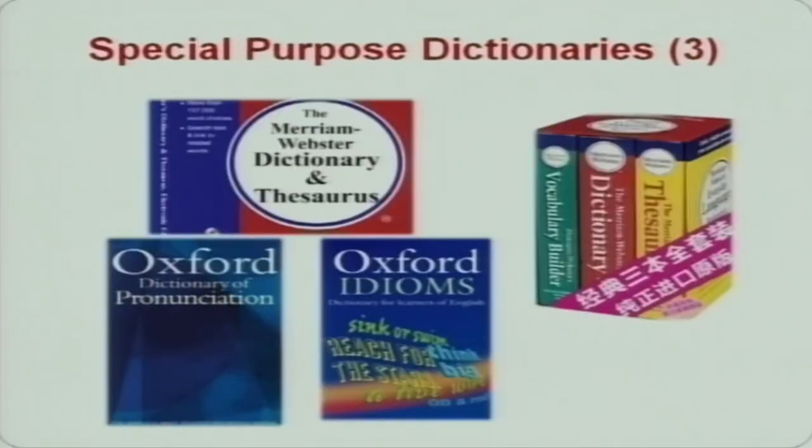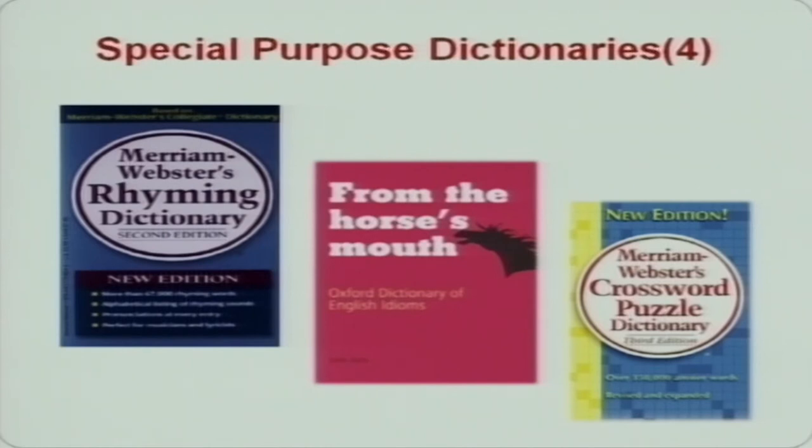Now when you see a pictorial version of that, you will find the Oxford Idioms Dictionary, rather the Merriam-Webster Dictionary and Thesaurus, the Oxford Dictionary of Pronunciation. All these things you will find here. The special purpose dictionary has other varieties like the rhyming dictionary, where you will find similarly pronounced words which have different meanings. You will also find the Oxford Dictionary of Quotations, and crossword puzzle dictionaries, where crosswords and puzzles are maintained very differently. So the special purpose dictionary provides us that kind of benefit as well.